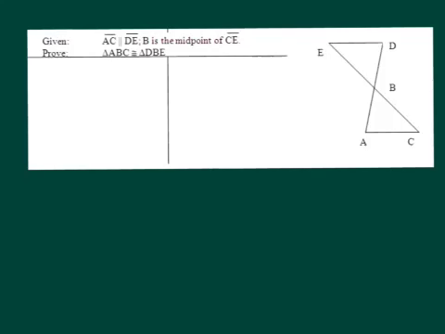Okay, so let's take this proof for example. Our given is that segment AC is parallel to segment DE, and that point B is the midpoint of segment CE. So let's write down our first given. Number one, segment AC is parallel to segment DE. The reason I can write that down is that it's my given, and I'm going to go ahead and mark that on my paper, on the figure. Segment AC is parallel to segment DE.